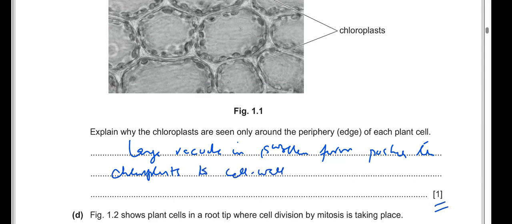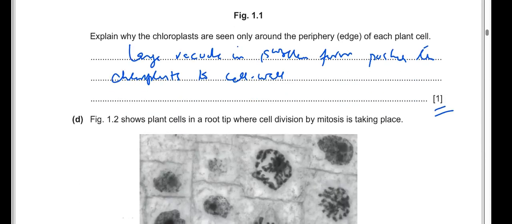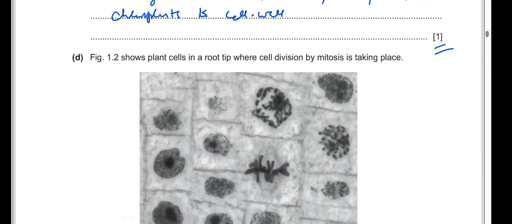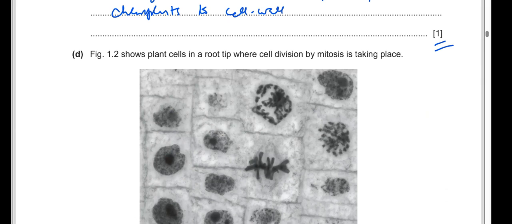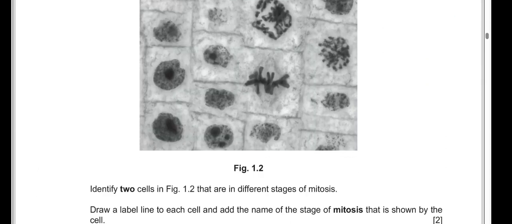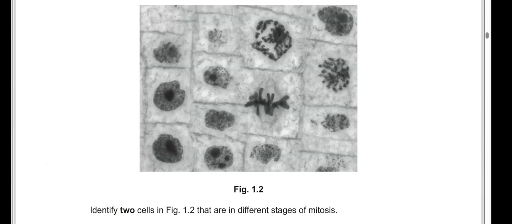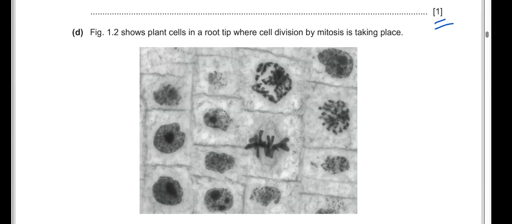Because the question is for 1 mark only, 1 point is sufficient to fetch us this 1 mark. Figure 1.1 shows plant cells in a root tip where cell division by mitosis is taking place. Identify two cells in the figure 1.1 that are in different stages of mitosis. Draw a label line to each cell and add the name of the stage of mitosis that is shown by the cell.